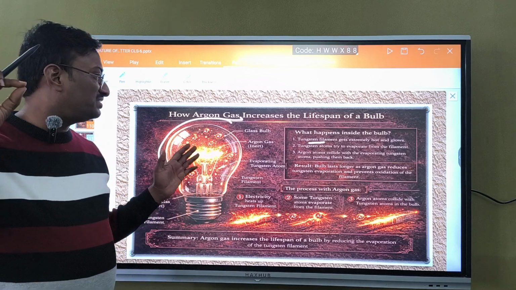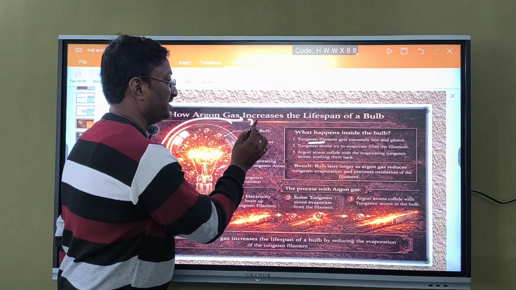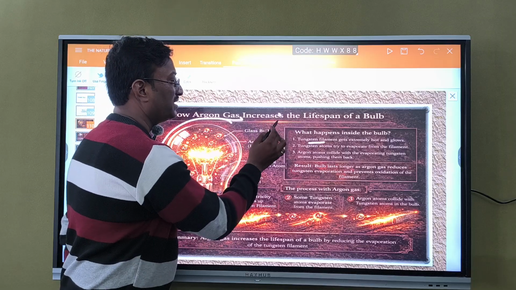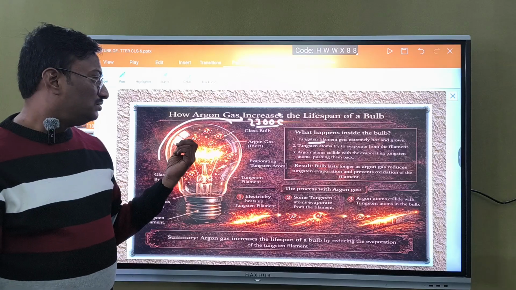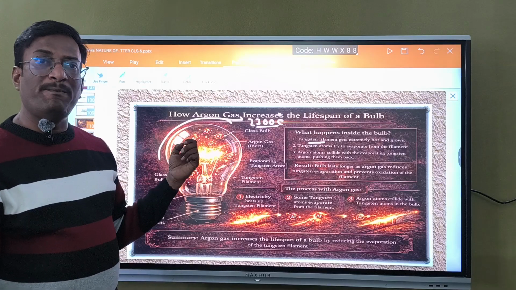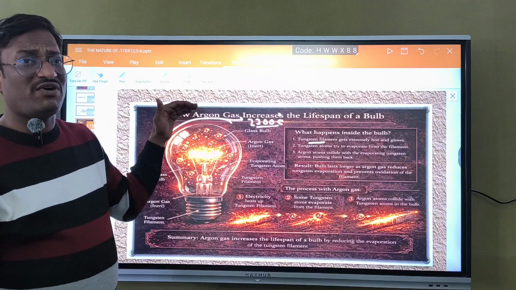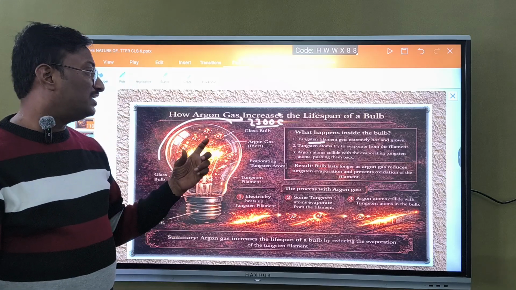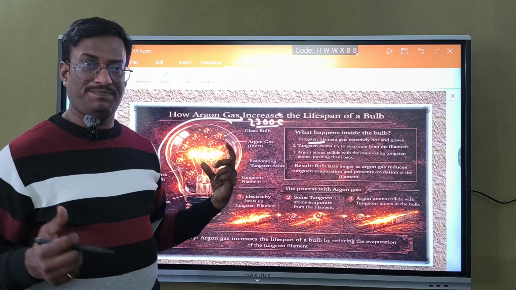Once electricity is passed to the bulb, the tungsten filament, which is very thin, with the help of electricity gets a temperature of nearly 2300 degrees centigrade. So this tungsten filament tries to melt. Once it melts, it moves away in the form of vapor. That is what we say when a bulb has burned.